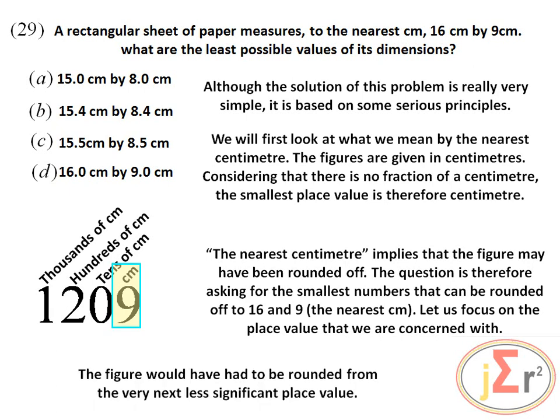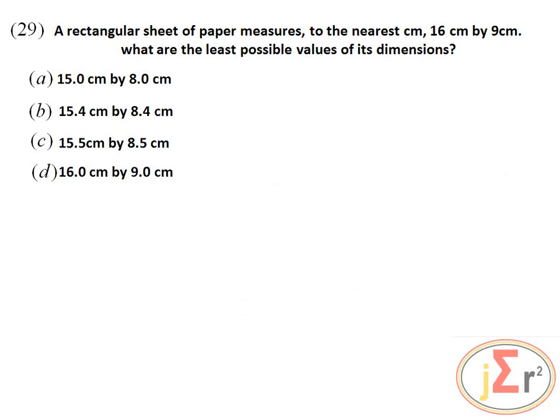The figure would have had to be rounded from the very next less significant place value. So if we are rounding a number, we generally round from the next significant place value. So we are at centimeters, we need the next significant place value. Consider the number that we are rounding to 16.